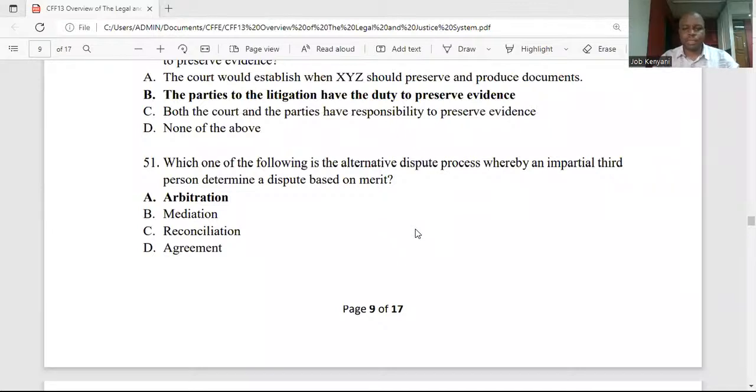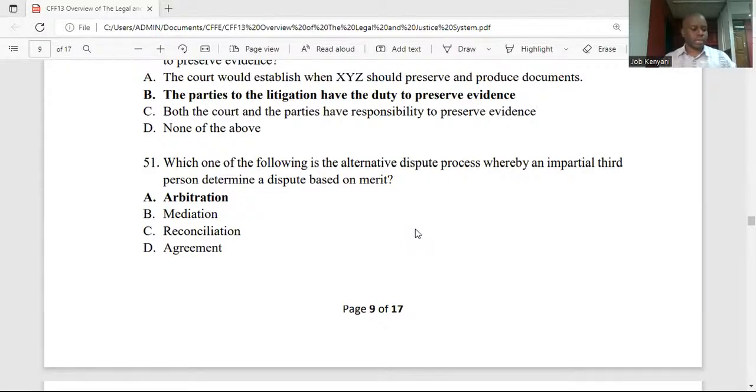An ADR process whereby an impartial third person determines a dispute based on merit. So we have arbitration, we have mediation, we have reconciliation, and we have agreement. I think that one is arbitration.